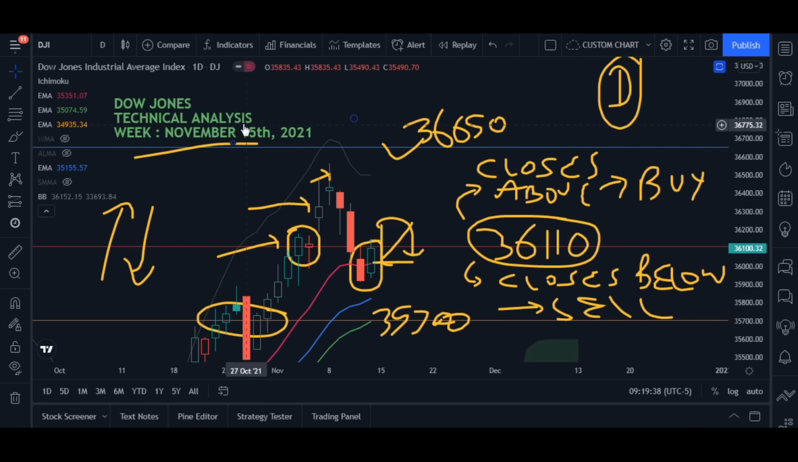This was the technical analysis for the Dow Jones Industrial Average Index for the week commencing November 15th.